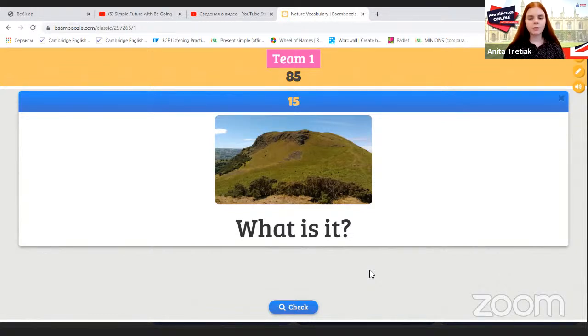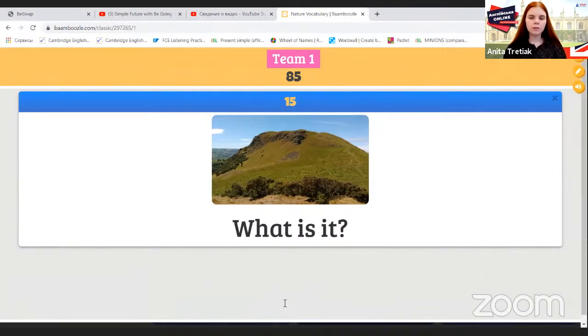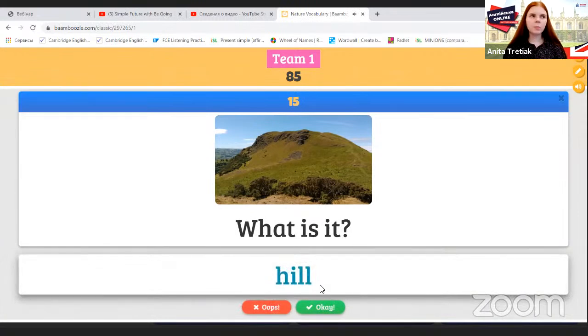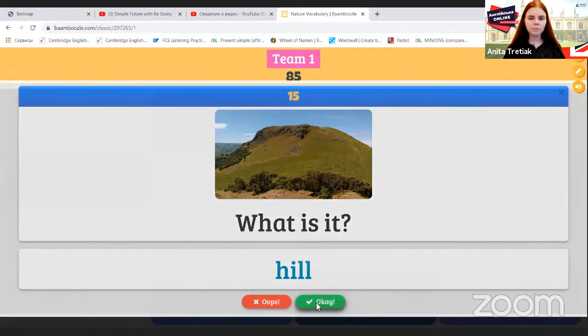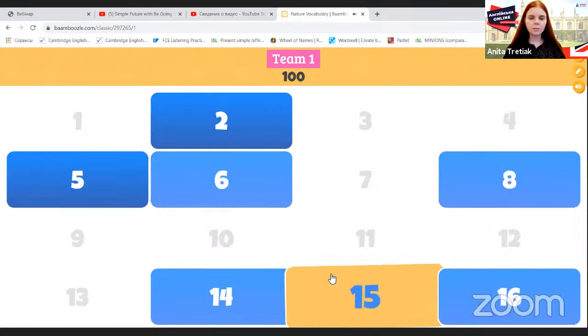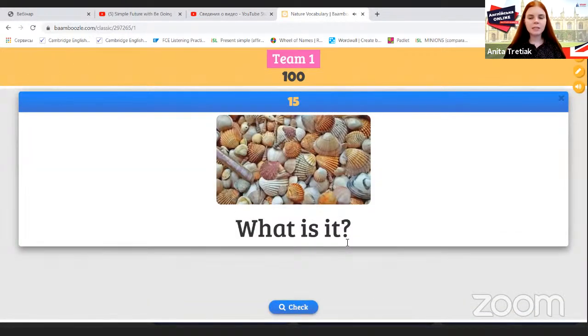So your ideas here, mountain. I can say the first idea, mountain. Okay, then what else? Hill. Okay, so let's see if it's a mountain or a hill. And that's a hill because mountains are taller. And this is a really small thing. Okay, let me pick this one. What is it?